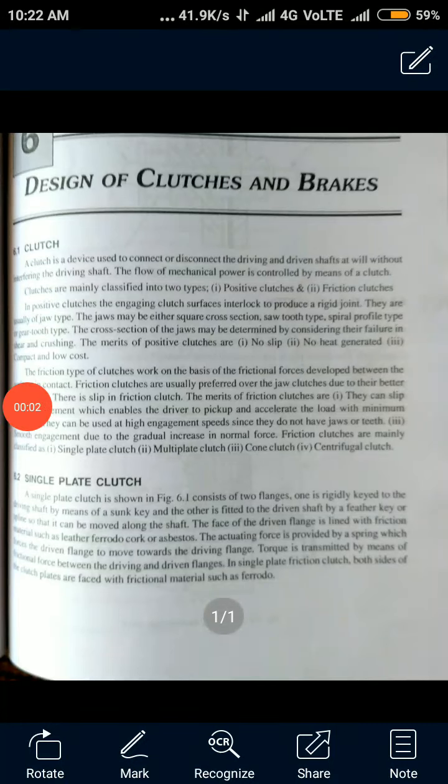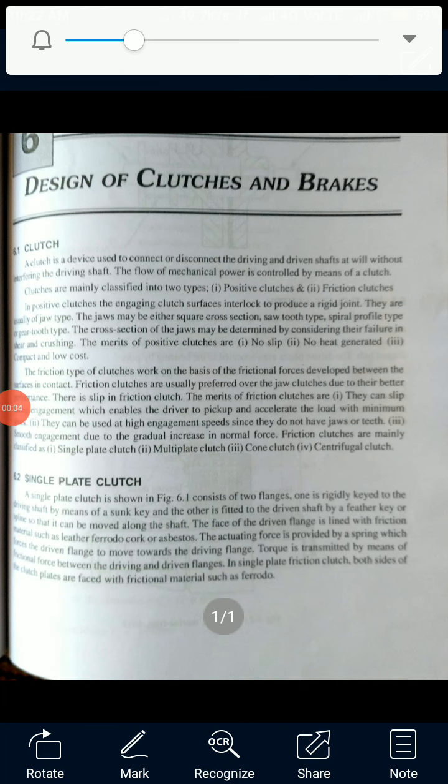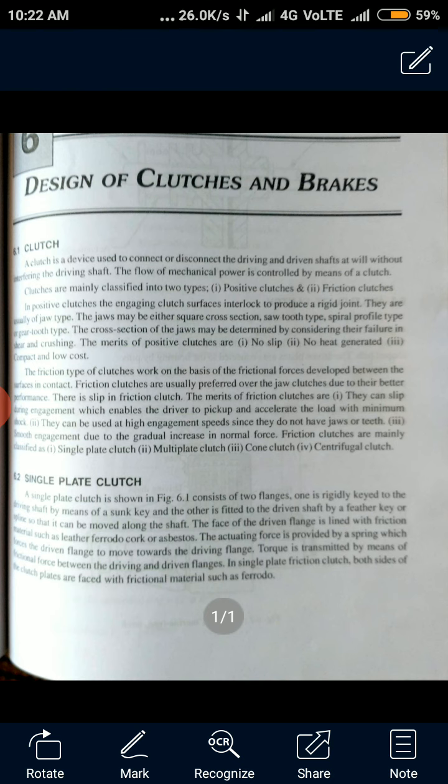Okay, so today we'll start the design of clutches and brakes. In this unit, the design of clutches will carry 10 marks and the design of brakes will carry 10 marks. So it is a question having two sub-questions, A and B. Question A carries 10 marks and question B carries 10 marks.